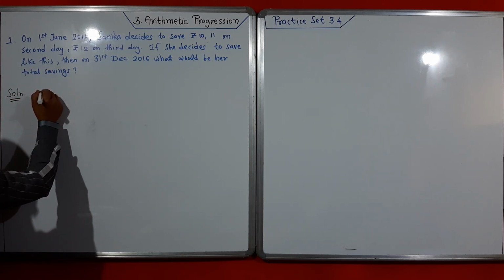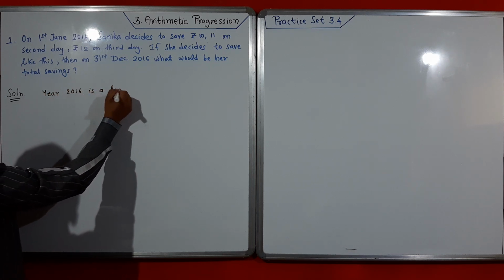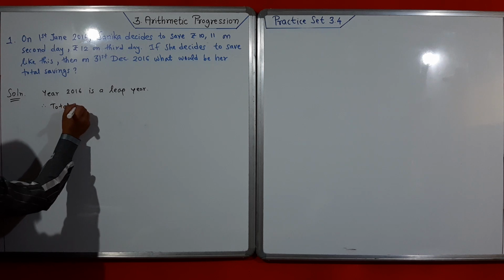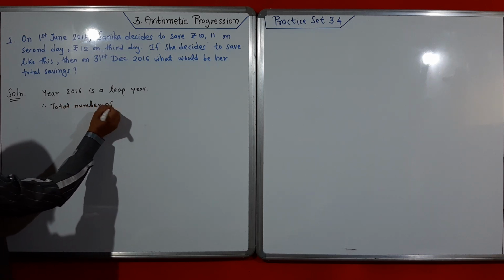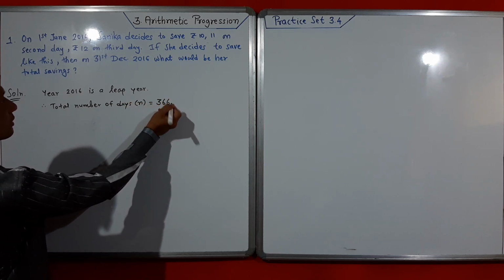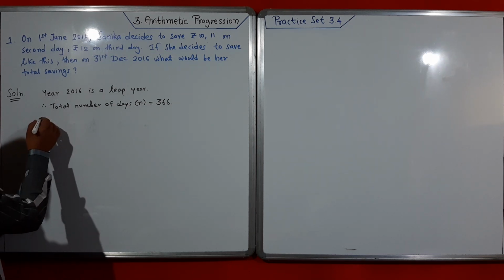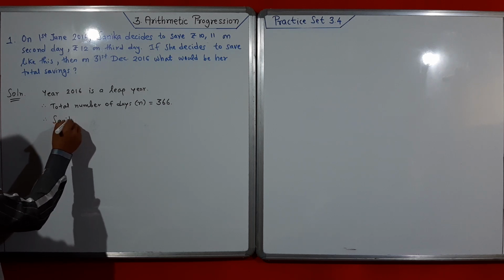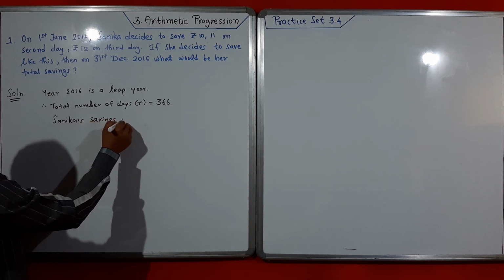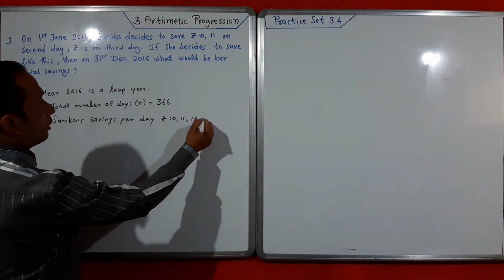Year 2016 is a leap year. Therefore, the total number of days, also known as n, is 366. Then Sanika's savings per day are rupees 10, 11, 12 and so on.